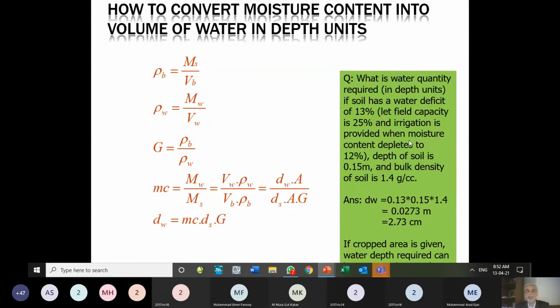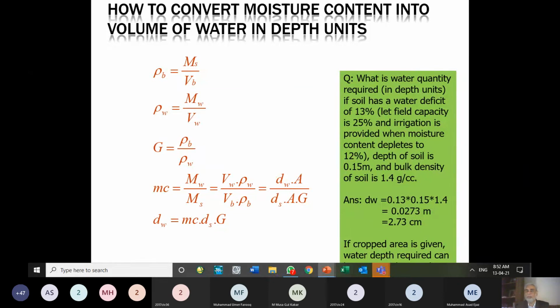So a question has been given over here. What is the quantity of the water required in depth unit if soil has a water deficit of 13%? So he is telling you how much is the deficit. You don't need to calculate it.